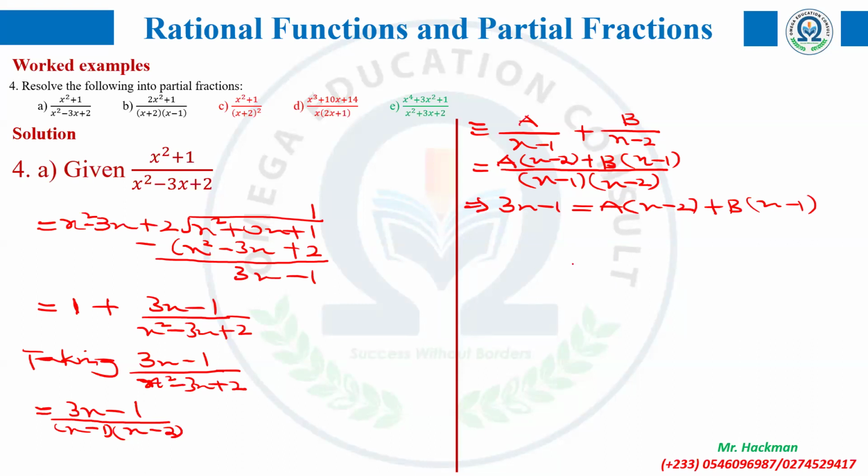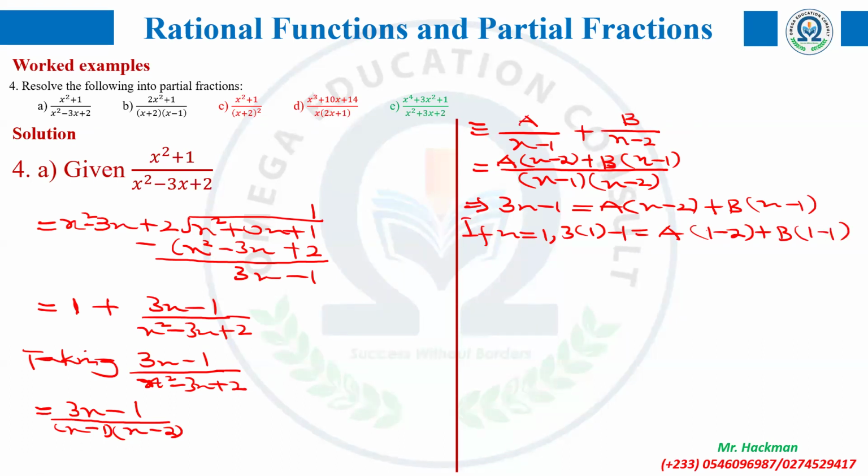Okay, so let's see. I want to start with a smaller number. You can go for x is equal to 2, or x is equal to 1, but I want to start with a smaller number. It doesn't really matter the order. I've already told you. So if x is equal to 1, remember I use this factor first. Then I'm going to get 3 into 1 minus 1 is equal to a into (1 minus 2), plus b into (1 minus 1).